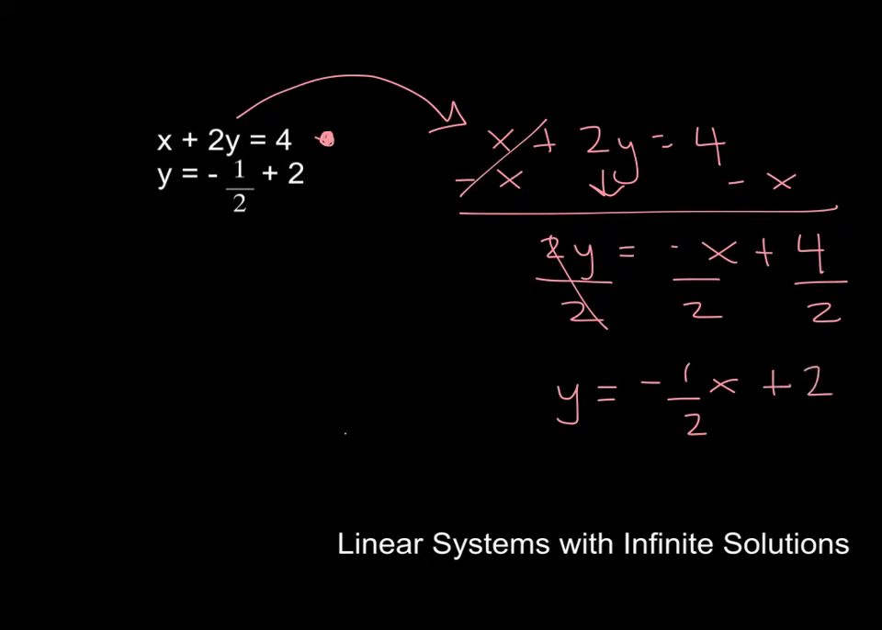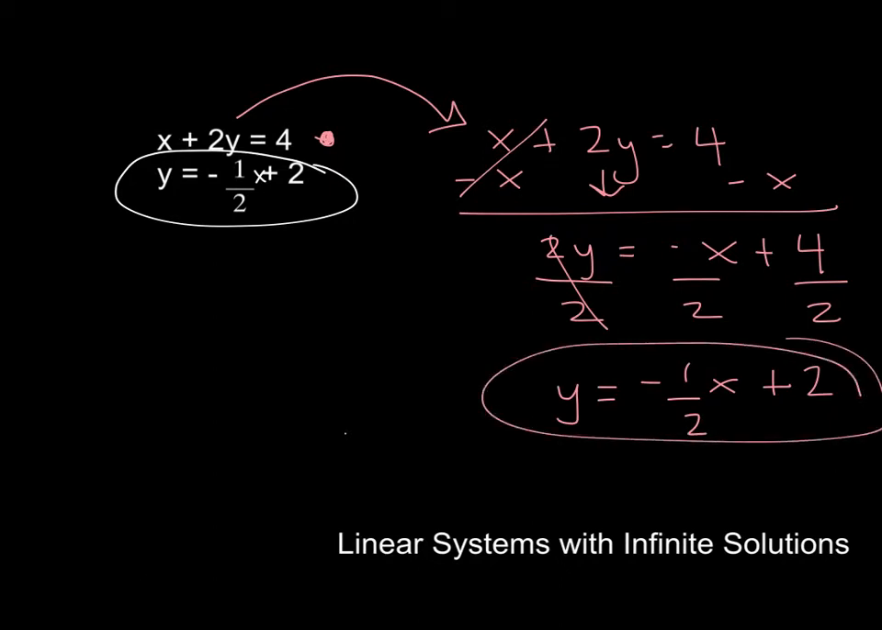Now at this point, hopefully you guys are looking at these equations and you're seeing, wow, this second equation is y equals negative half x plus 2, which I forgot the x. Let's go ahead and put that in there. And then this second equation is also negative half x plus 2. So we have the same equation twice within our system.